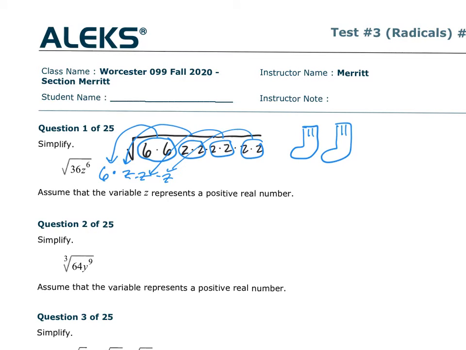Alright, so when you do that, you actually get 6z to the third. Now a quicker way to do that would be if we think of this as, we know the square root of 36 is 6, and then we can call this z to the 6 over 2, because a fractional exponent is the same thing as writing it this way. Alright, so you would get 6z to the third. So those are two ways you can do that question.